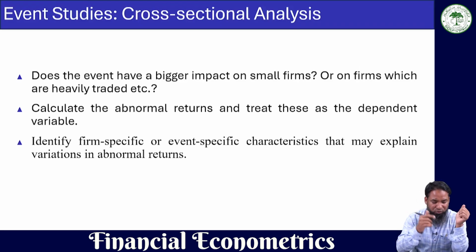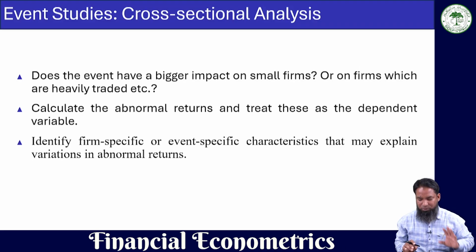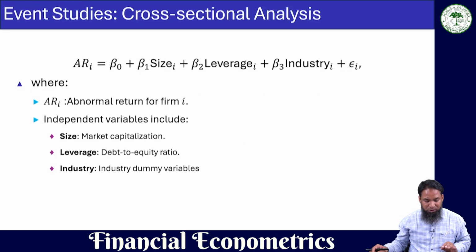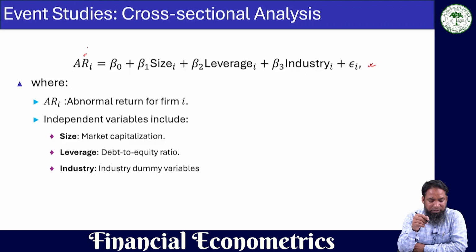If we have such a question and objective, then what we do is calculate the abnormal return and treat the abnormal returns of every firm or every asset as the dependent variable. Then we identify the firm-specific or asset-specific characteristics that may explain the variation in the abnormal returns. Then we use this particular structure for the linear regression here. So, here is the abnormal return of asset i, and if we are using the firm, then we can say this is the abnormal return of the firm i.